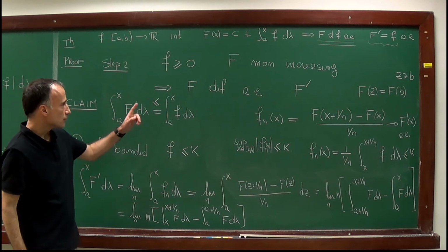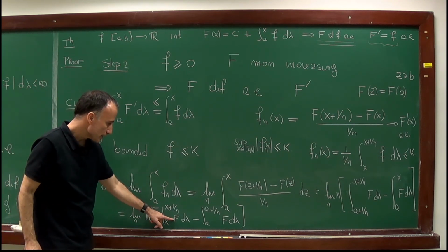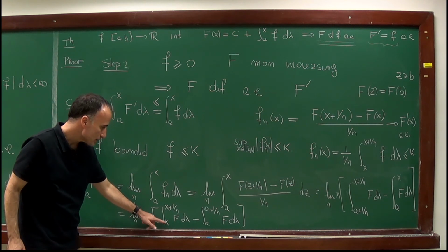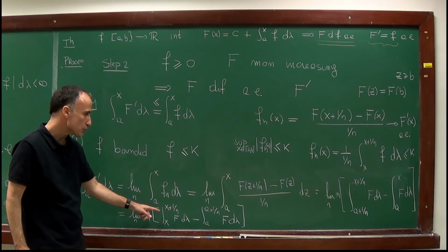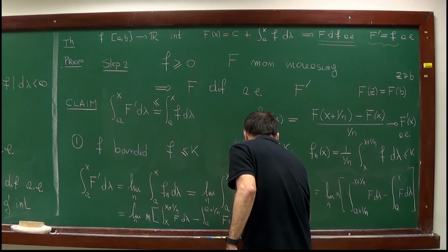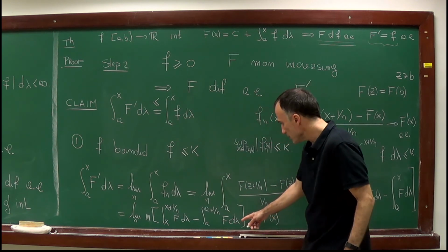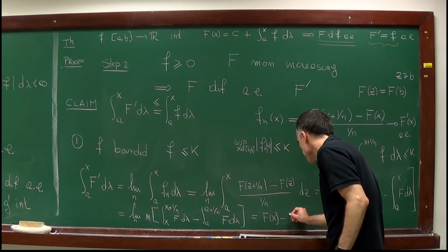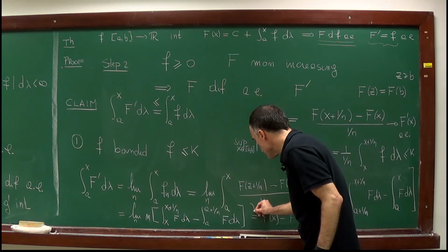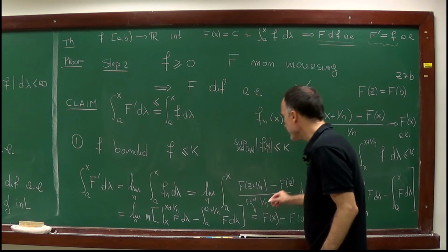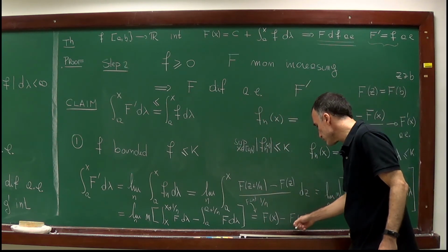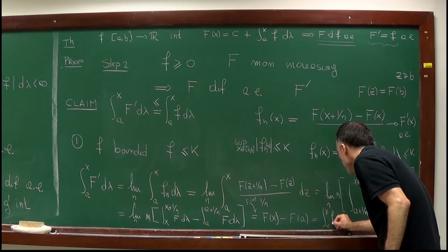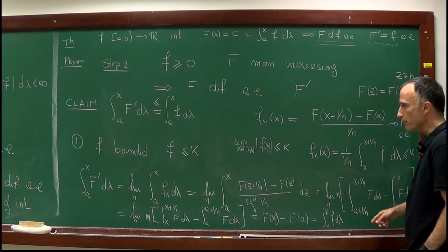Okay. Now I claim that f is continuous, so I'll just prove that in a second. Since f is continuous, its integral from x to x plus 1 over n multiplied by n is converging as n goes to infinity to f of x. And by the same reason, the integral from a to a plus 1 over n multiplied by n of f is converging to f of a. So for that, I'm using the fact that f is continuous, and I will show that in a second. And now f of x minus f of a, by definition of f, is the integral from a to x of f d lambda. And there we have our identity.